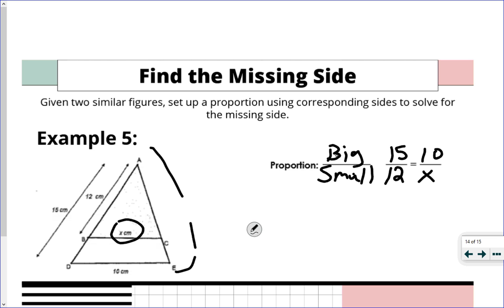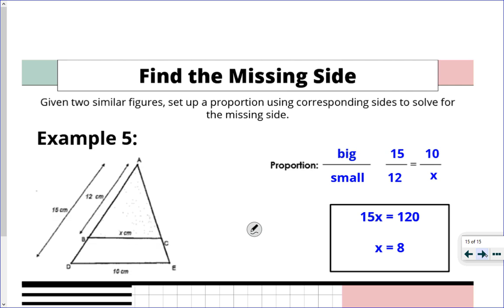So cross multiply, and your equation is 15x is equal to 120. Divided by 15, and x is equal to 8.